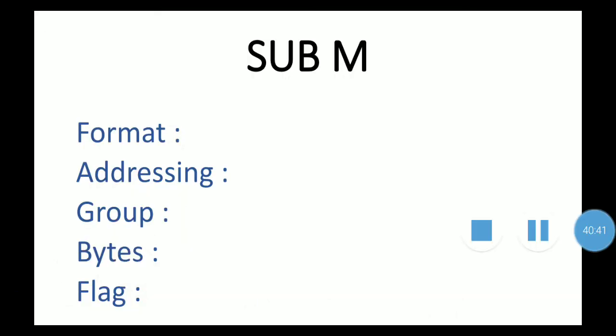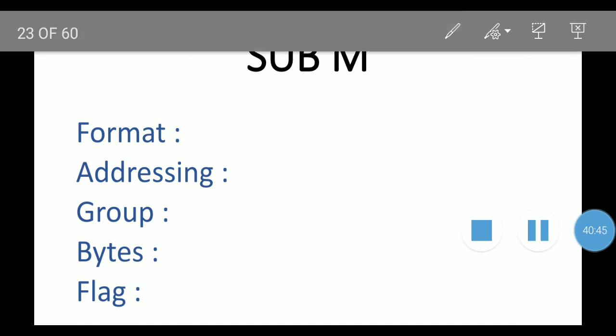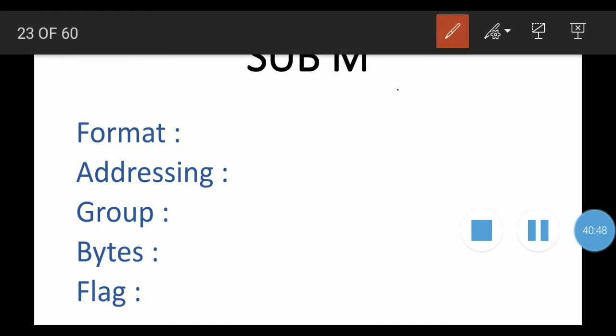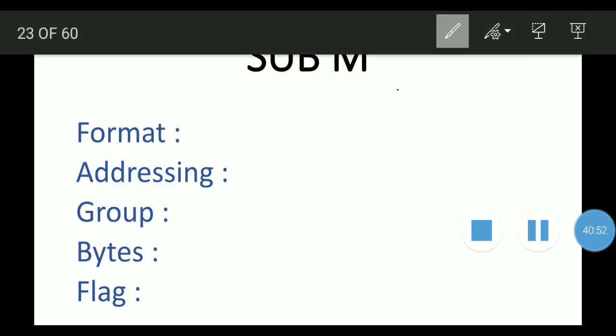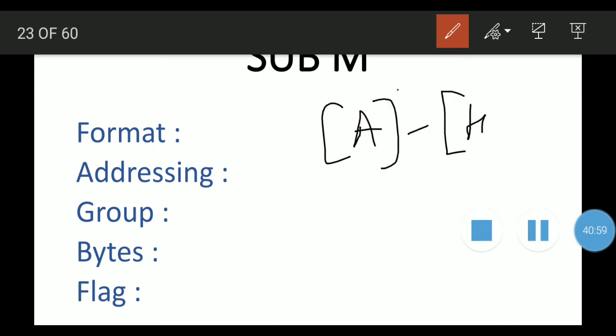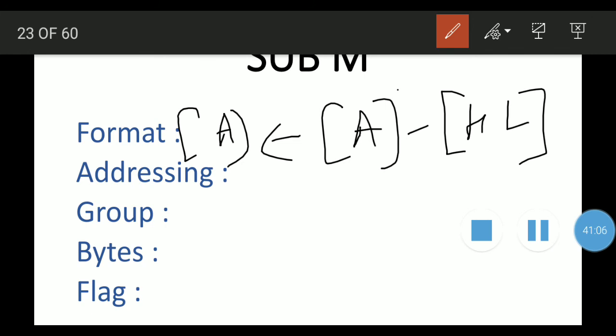Now just try to write the format of SUB M. M means HL pair. A will be here. The HL pair will be subtracted and the result will go in the accumulator. Which addressing mode is it? Register indirect, arithmetic group, single byte, and all the flags are affected.